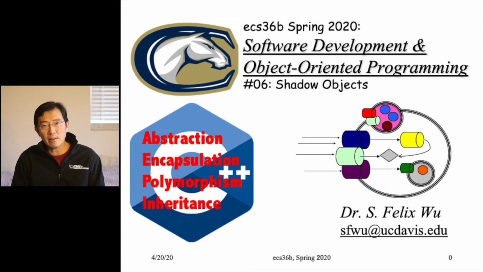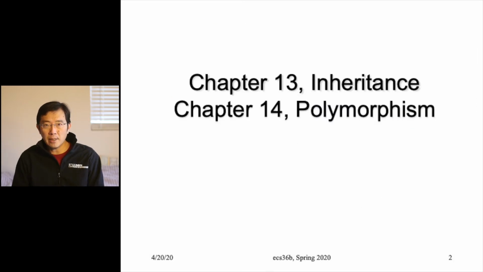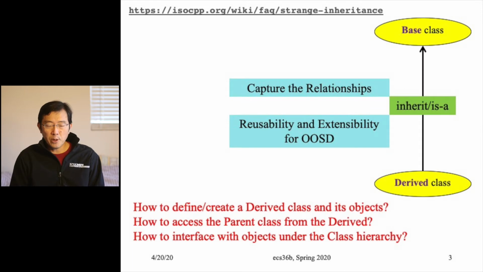We're going to talk about a topic called shadow objects. Shadow objects is one of the interesting ideal applications of both inheritance and polymorphism. And I hope you still remember that we went over the basic concepts about inheritance.